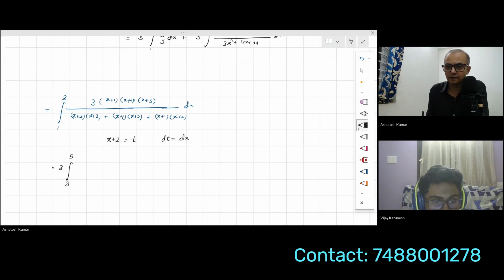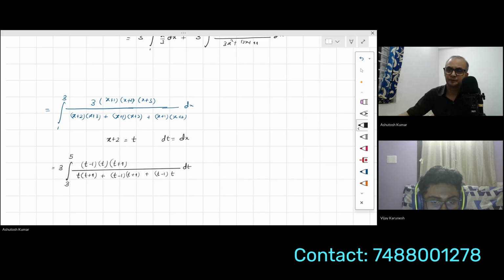The 3 will come out. I don't want to use it. So that will become t minus 1, that will become t, into t plus 1. And this will be t plus 1. In the denominator also some changes will happen. t into t plus 1, plus t plus 1 into t minus 1, plus t minus 1 into t, correct? Yes, sir.